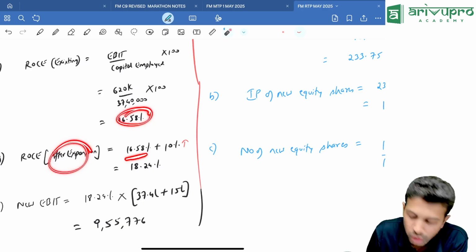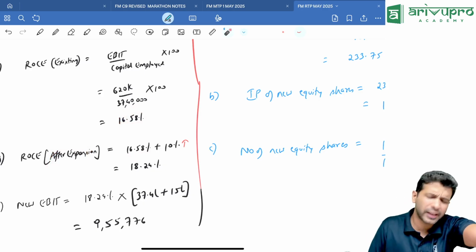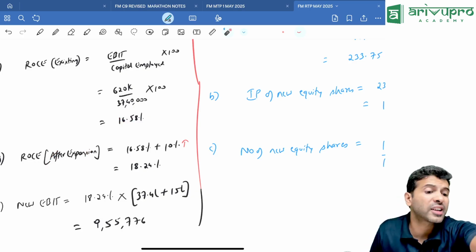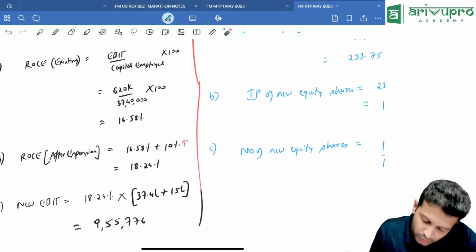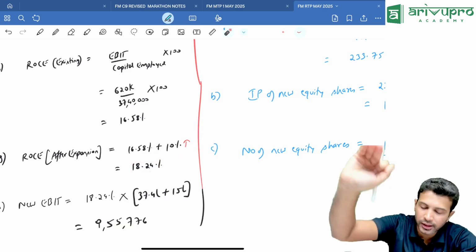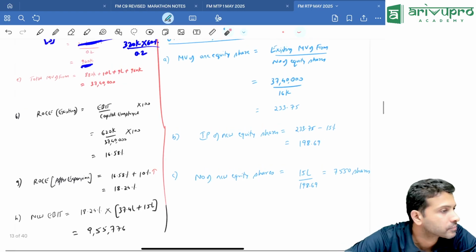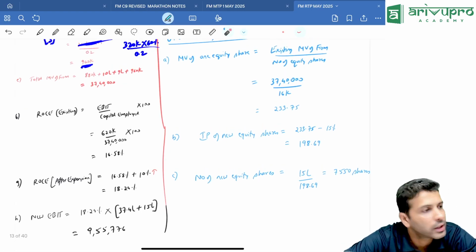After expansion, will ROI be 16.58% or will it increase by 10%? How to calculate? Simply take 16.58 plus 10% in your calculator. How much is that? 18.24%. So after expansion, your ROI will be 18.24%. Till here okay? Till here okay?